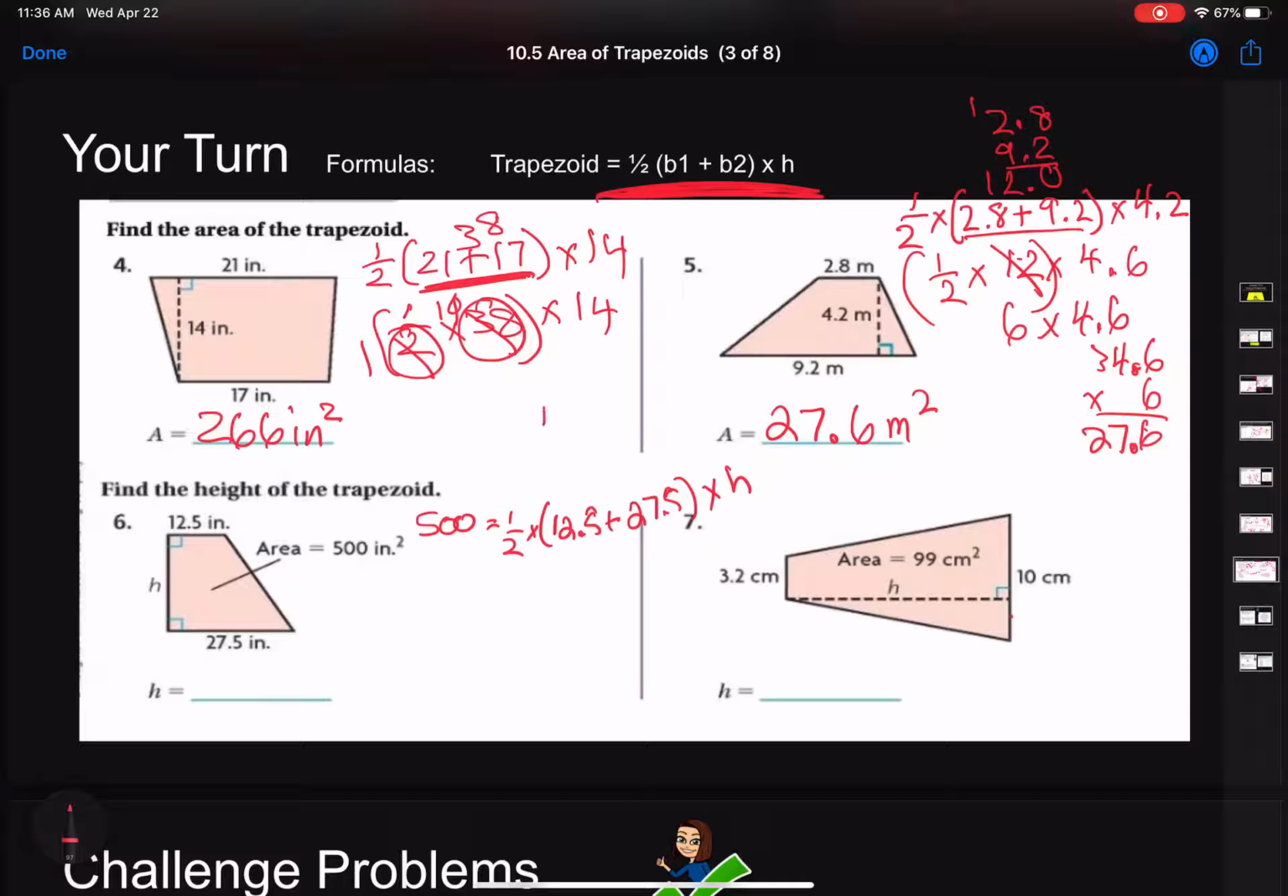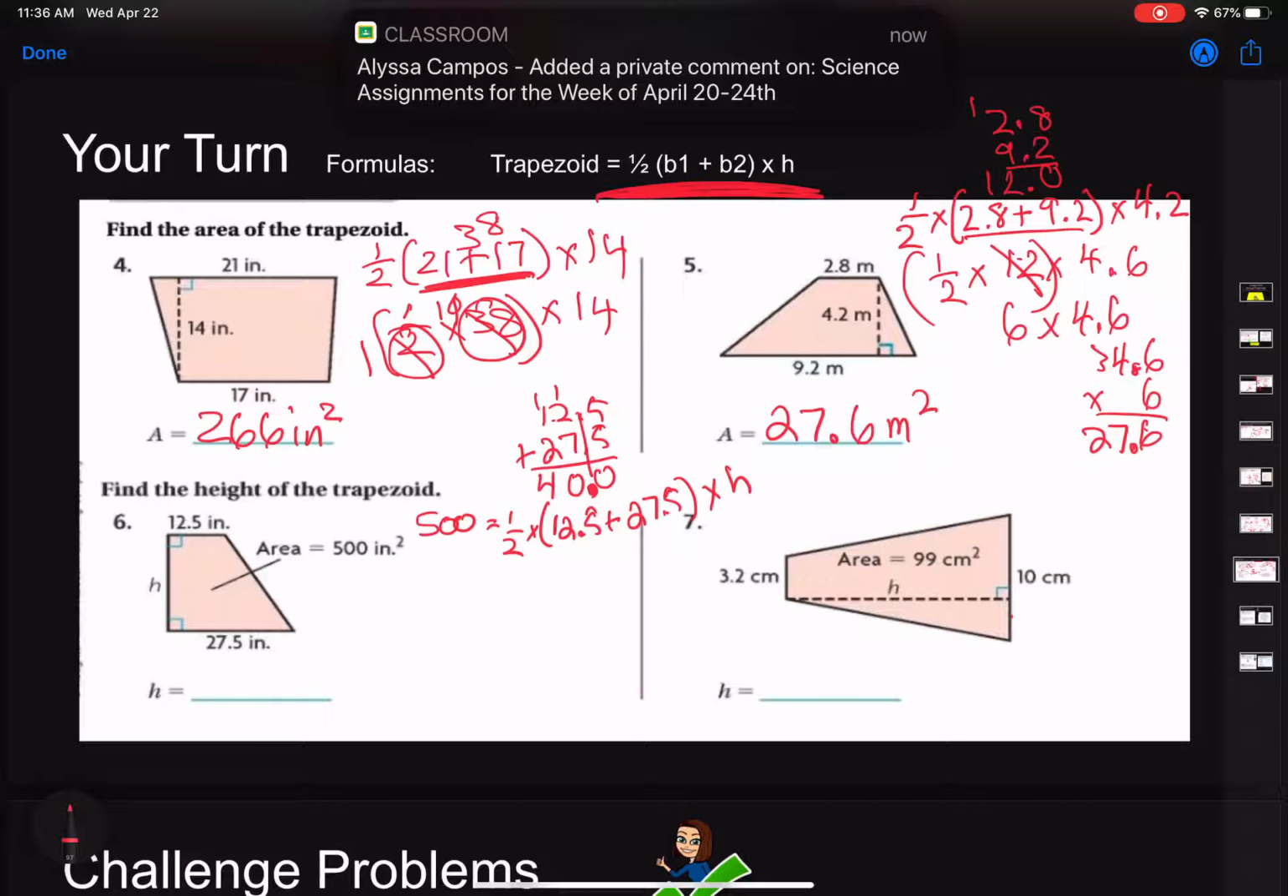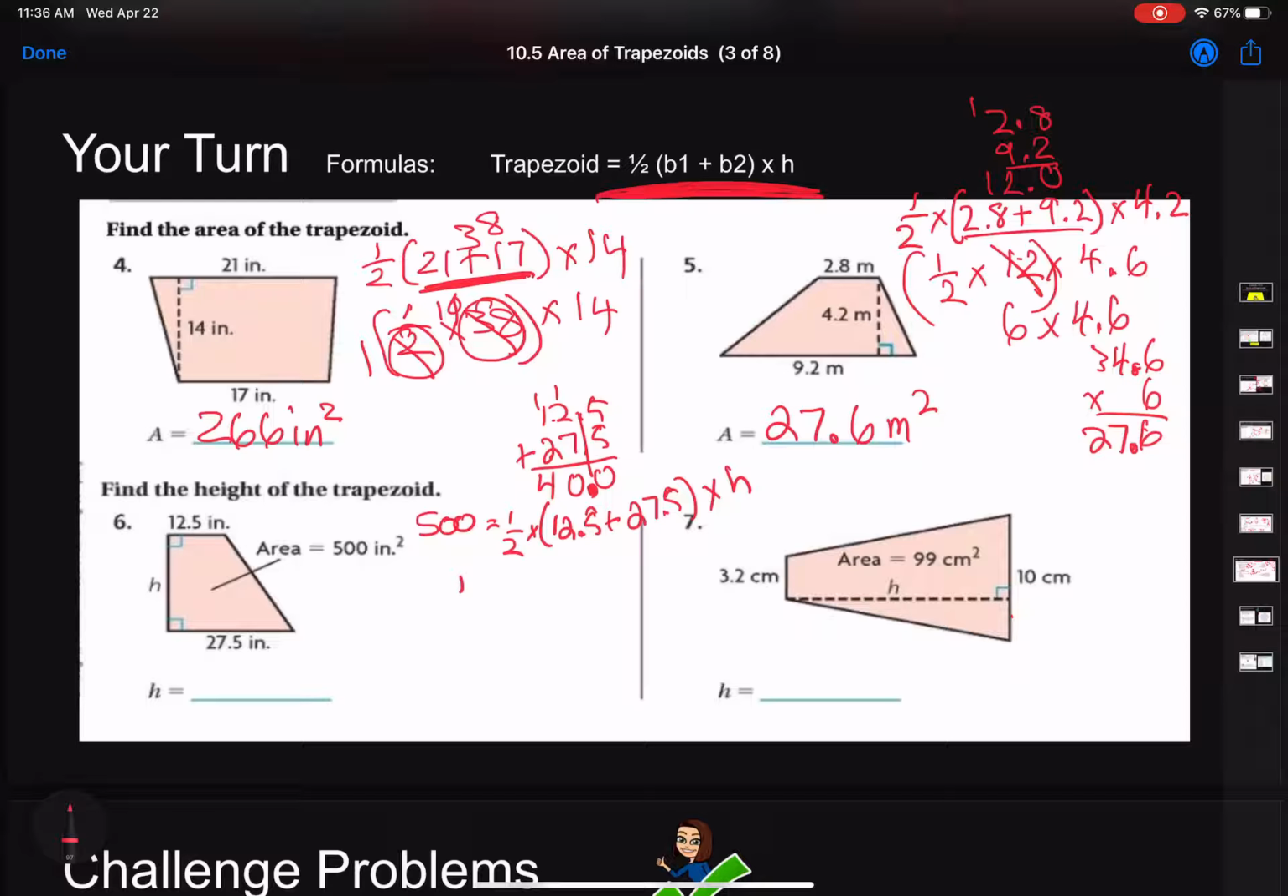So now I need you to add up 12 5/10 and 27 5/10. Okay, I get 40. Remember, bring that decimal down. So we still have 500 equals 1/2 times 40 times h. So 40 is what I get when I add up my two bases. Now I need to simplify the 1/2 times 40. So in other words, half 40. What is half of that? 20. So 20 times h. And don't forget your 500, bring that in.